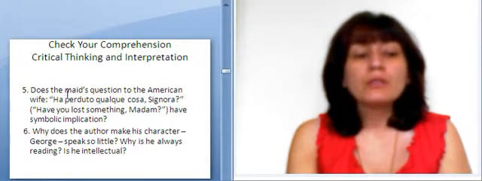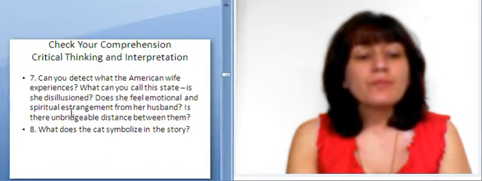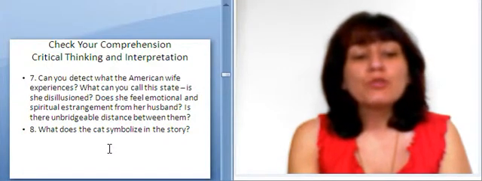Can you detect what the American wife experiences? What can you call this state? Is she disillusioned? Does she feel emotional and spiritual estrangement from her husband? Is there an unbridgeable distance between them? What does the cat symbolize in the story?